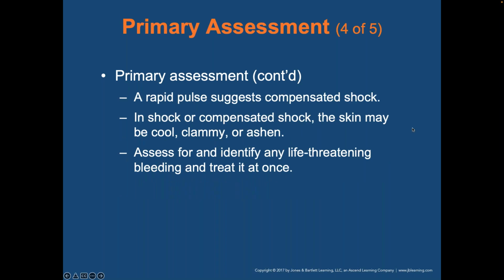We're then going to check for a distal pulse. If there isn't one, then check for a central pulse. Distal pulse being radial, central being carotid. Determine if the pulse is fast, slow, weak, strong, or altogether absent.